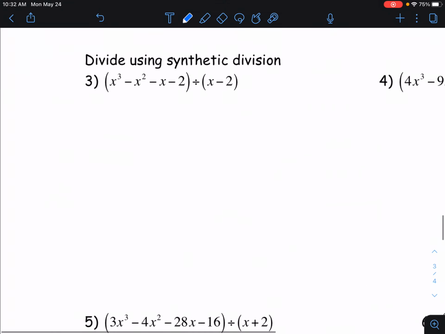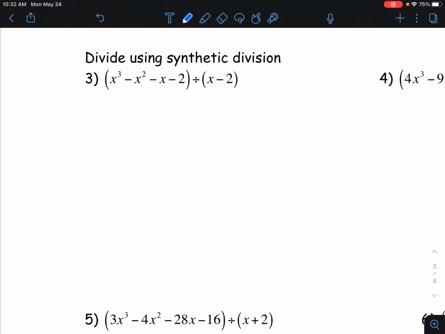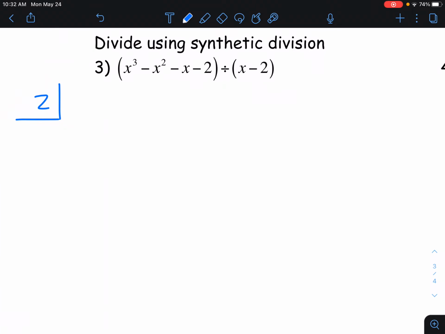Next, we're going to divide using synthetic division. Remember, that's only doable when you're dividing by x plus or minus a number. So here's the setup for this one. Remember, if we're dividing by x minus 2, if it has an x in the front, we do the opposite number. So instead of -2, we use +2.